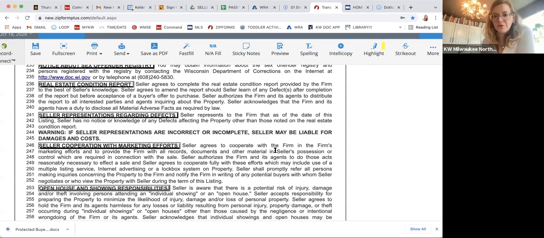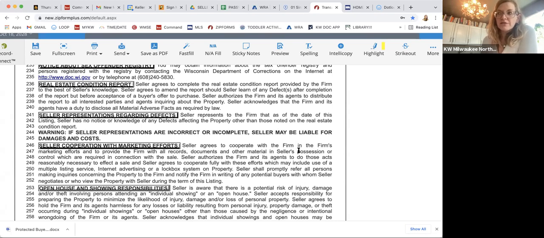Our real estate condition report. This is a checkpoint for you to remind them that it is required in the state of Wisconsin to fill out the real estate condition report. It is a contractual obligation. So seller agrees to complete the real estate condition report provided by the firm to the best of the seller's knowledge. Seller agrees to amend the report should seller learn of any defects after completion of the report, but before acceptance of a buyer's offer to purchase.